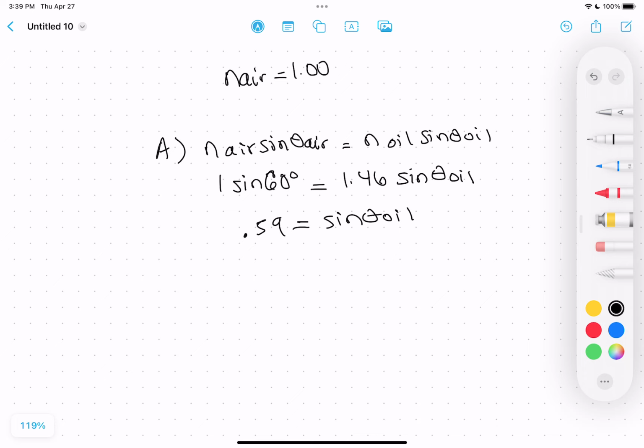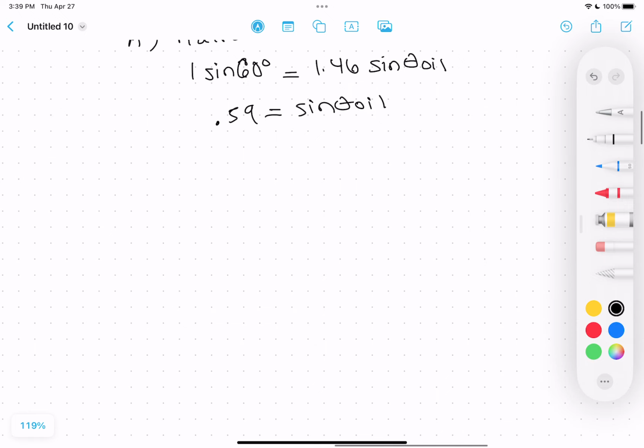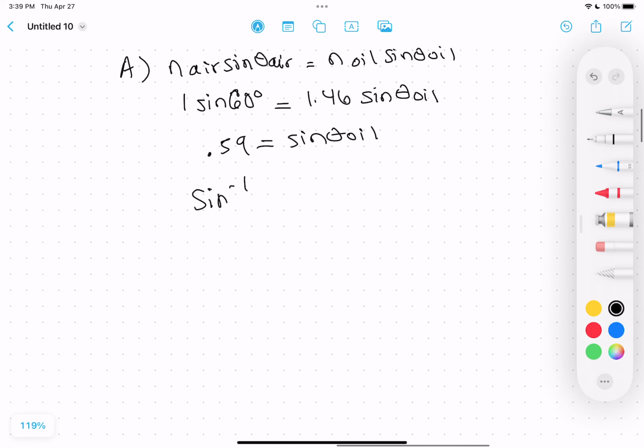Well, we actually just want the angle, right? So how could we get rid of this sine? Inverse sine, exactly. So if we take inverse sine of 0.59, that cancels the sine out, and you can get just the theta. So if we take inverse sine of 0.59, that gives us theta oil, which is what? 36?